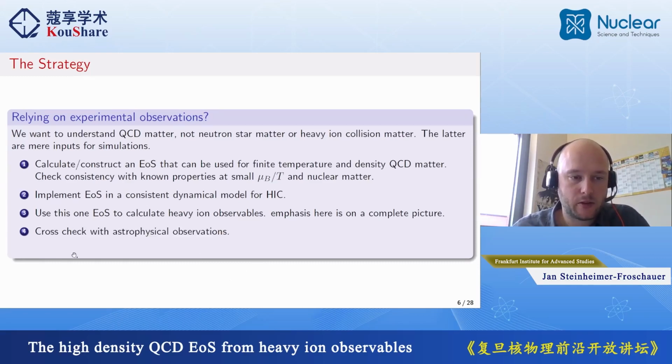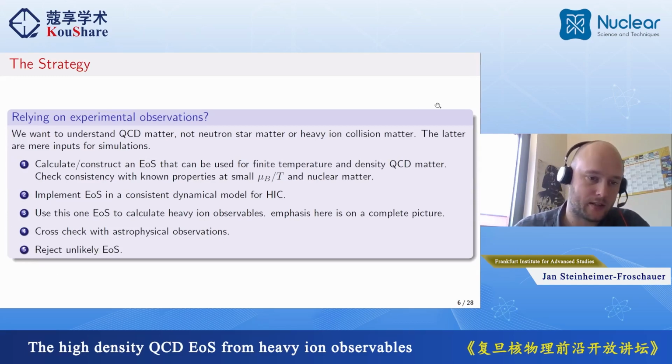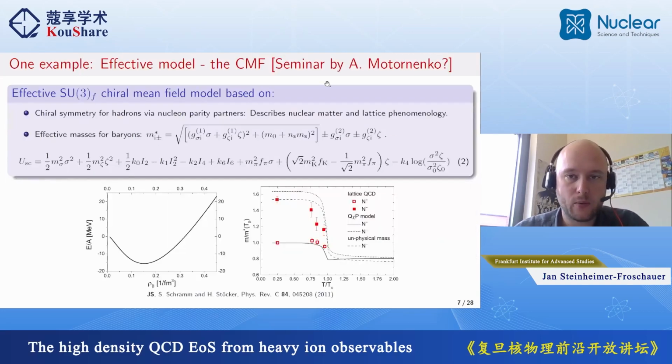And then if you want, you can still go back and cross-check with the astrophysical observations and see whether this also checks out. And only if you have all these puzzle pieces in place, then you can claim, okay, I found something, or I've made a discovery that I think this is how the equation of state looks like. And of course, you can also do this to reject unlikely equations of state, because in the end, it's always hard to find the truth, but it's much easier to find things that are wrong, right? So if you rule out a lot of things, that might be much easier to do.